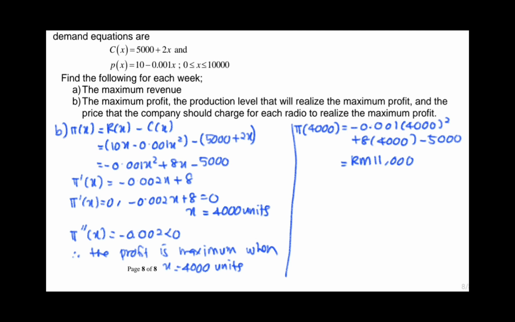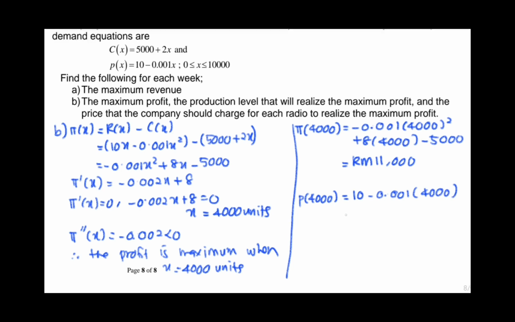And the maximum profit is RM 11,000. And then the price that the company should charge for each radio to realize the maximum profit. So P when x equal to 4,000. So substitute x equal to 4,000 into the price function. Then we get 10 minus 0.001 times 4,000 equal to RM 6.